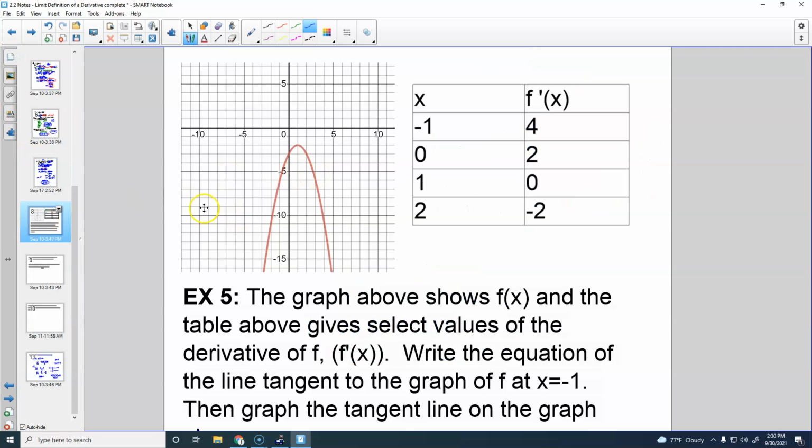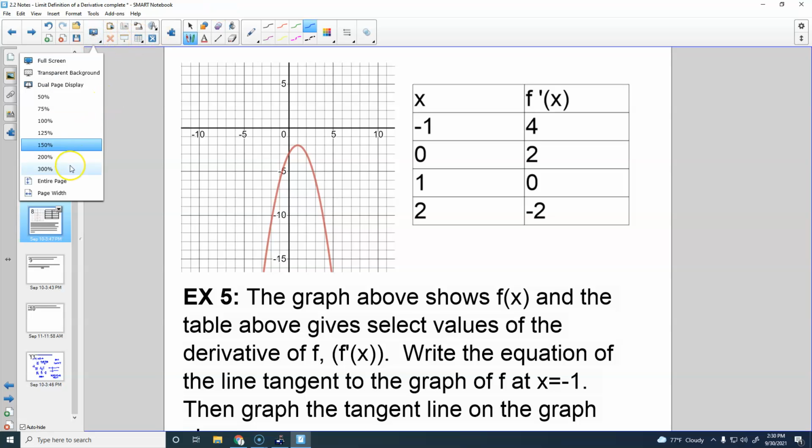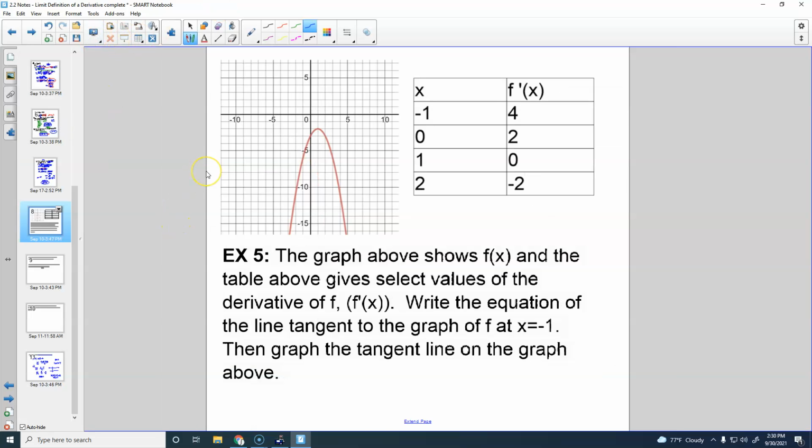All right, let's look at a couple different types of questions here. So this is still a tangent line problem. I think you'll like this one. Because the graph above shows f of x, and the table gives select values of the derivative of f of x, which is f prime of x. Write the equation of the line tangent to the graph of f at x equals -1. Then graph the tangent line on the graph above.